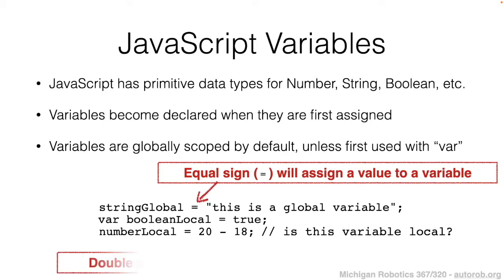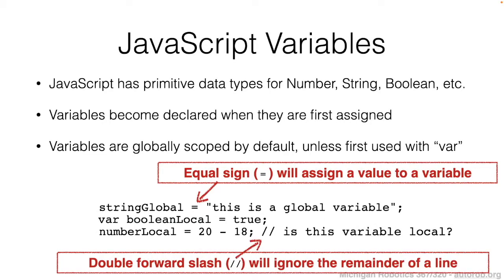To start with, how do we define variables within JavaScript? JavaScript has a set of primitive data types. I think in total there are 7. There's number, string, boolean, there's undefined, and a few other primitives. These data types can be assigned to variables within JavaScript, right?